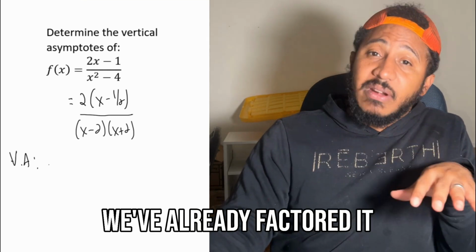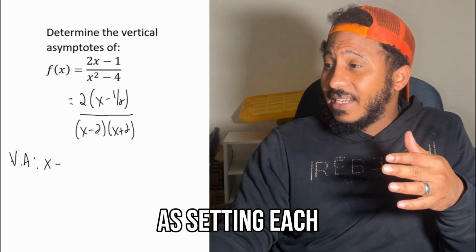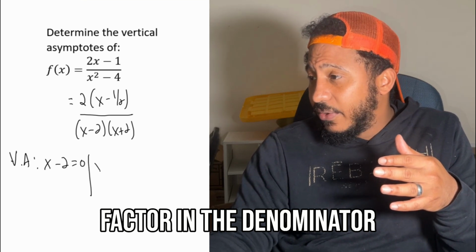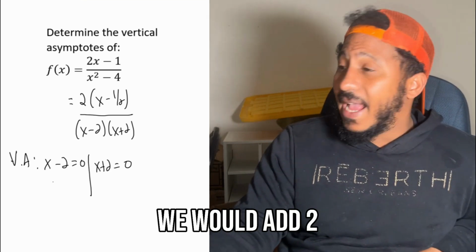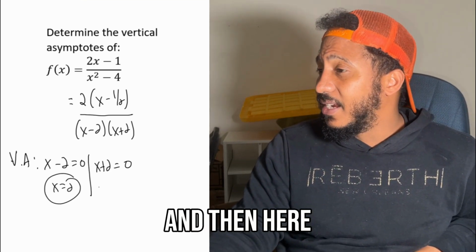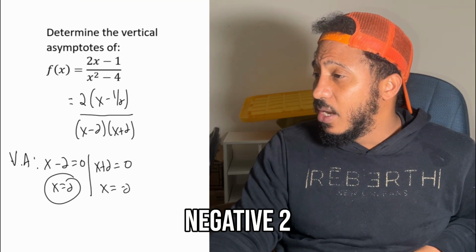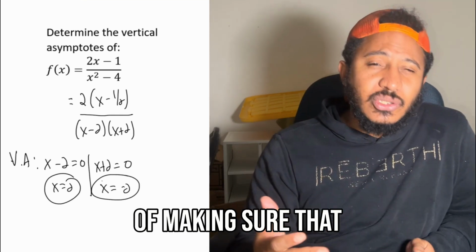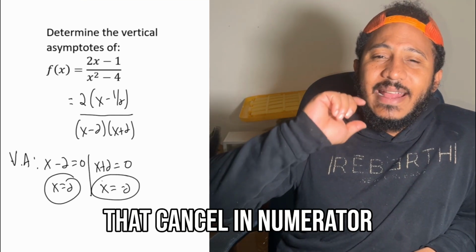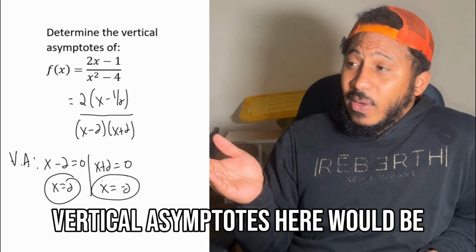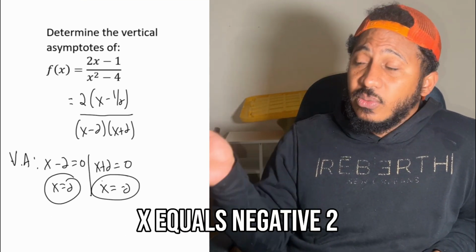Now, luckily, we've already factored it, so it's the same as setting each factor in the denominator equal to 0. So here, we would add 2, we get x equals 2, and then here we would subtract 2, we get x equals negative 2. But we do have to do that process of making sure that there's no common factors that cancel in numerator and denominator. So yeah, vertical asymptotes here would be x equals 2, x equals negative 2.